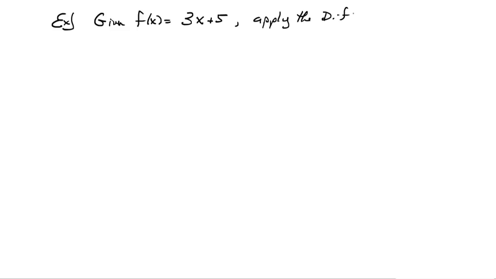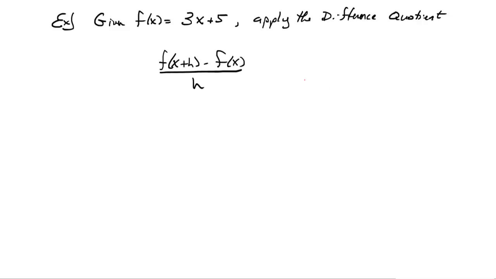So let's say we have an example. Given f of x is equal to 3x plus 5, apply the difference quotient. So when we apply the difference quotient, we know the definition is going to be f of x plus h minus f of x all over h.